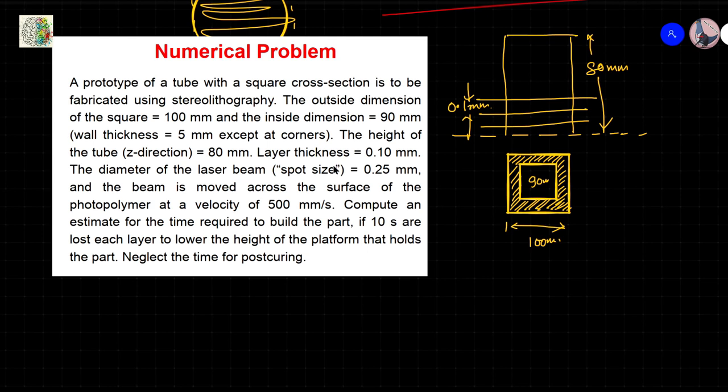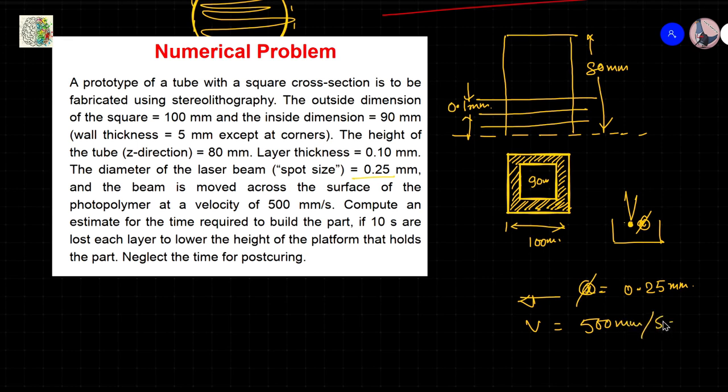The diameter of the laser beam spot size is 0.25. And the beam is moved across the surface of the polymer at a speed of, meaning the laser that is falling on that opaque polymer has a cross section small a of 0.25 mm. By the way, it is not area, this is diameter only. Fine, diameter. Diameter is 0.25 mm, and this is moving with a velocity of 500 mm per second.